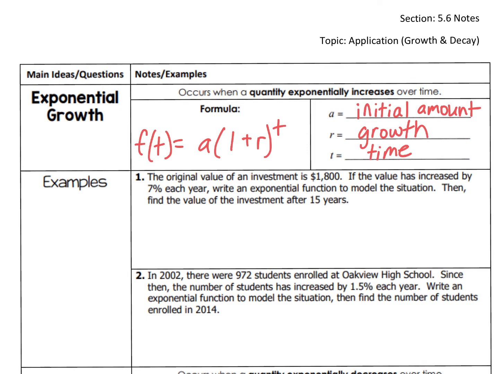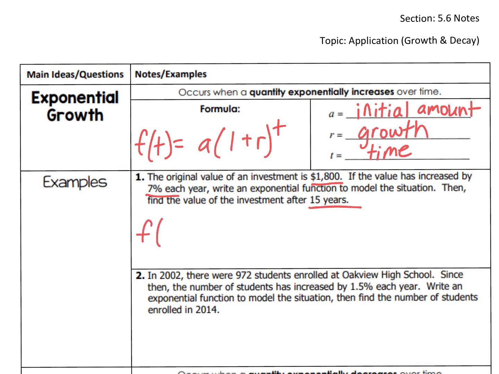Pretty straightforward. So for instance, number 1 says the original value of an investment is $1,800. If the value has increased by 7% each year, write an exponential function to model the situation. Then find the value after 15 years. You'll notice how I underlined the things I thought were important. That just makes it easy. Now I just go plug them in.